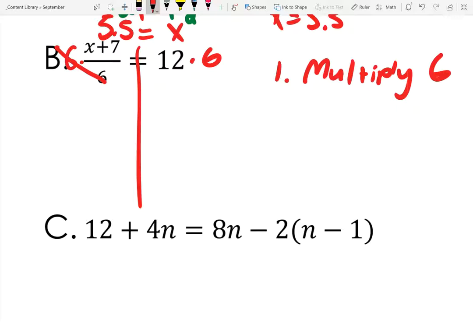So on the left side, all I'm doing when I write this 6 here, I'm just writing it there so I can cross it off and cancel it. I'm not really changing x plus 7. X plus 7 is going to stay there. Okay? And then 12 times 6, though, becomes 72.